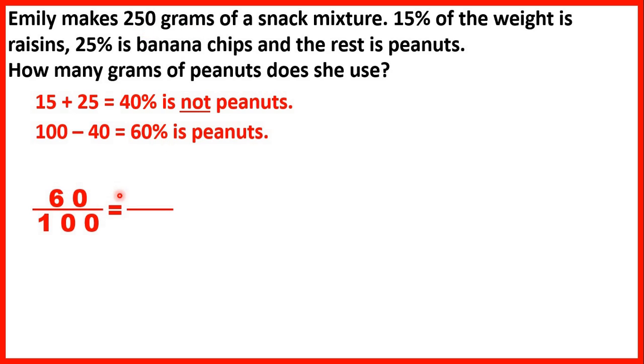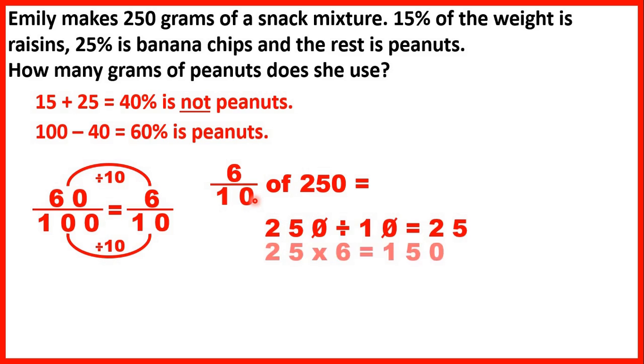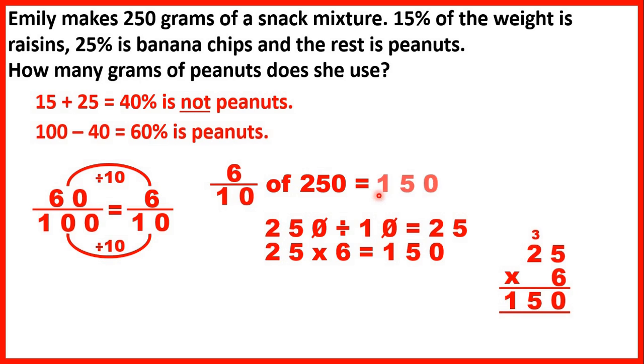A percentage is a fraction with a denominator of 100, but we can simplify 60 hundredths to 6 tenths. So let's find 6 tenths of 250. If we divide 250 by 10, that gives us 25, and then we can multiply by 6 to get 150. So she uses 150 grams of peanuts.